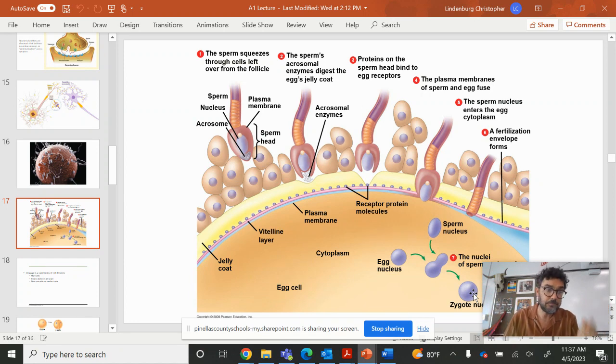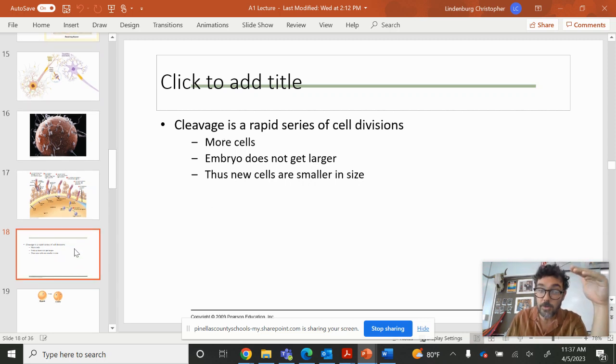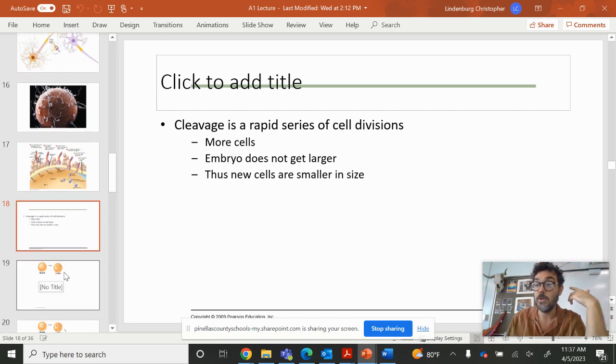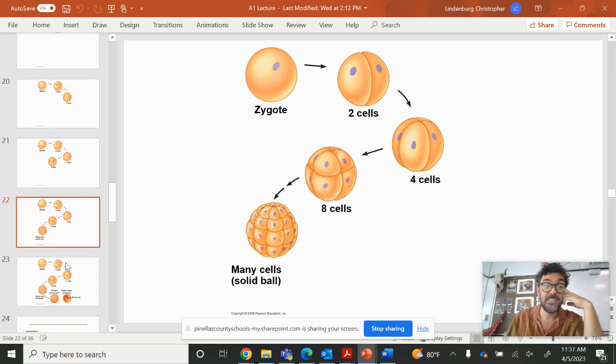And then, remember, we had this process called cleavage, and we talked about cleavage in class. We all said, ha ha, cleavage. Anyway, as a reminder, cleavage is rapid cell division. You get more cells, but the embryo doesn't grow. So you already talked about that. Now we're going to pick up with what happens to your nervous system right after this. So here's cleavage again. One cell becomes two, etc.